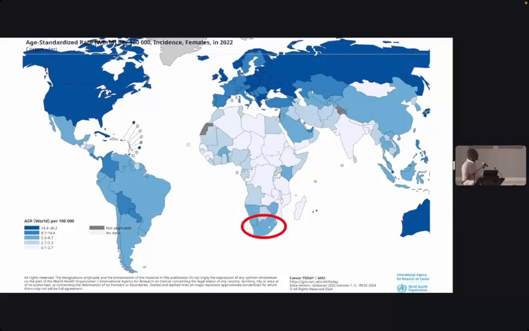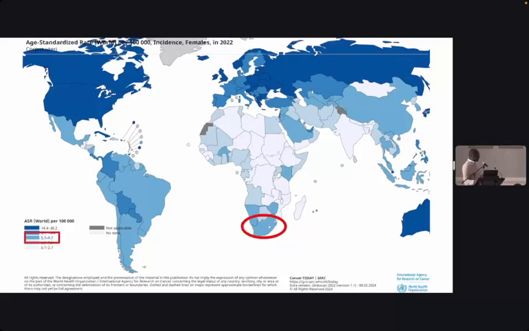And this global map by IARC and WHO shows that in 2020, there were more than 400,000 cases of endometrial cancer globally, and more than 90,000 deaths. And as I've highlighted, South Africa is one of the leading countries in Africa. And you can see the incidence here for South Africa.